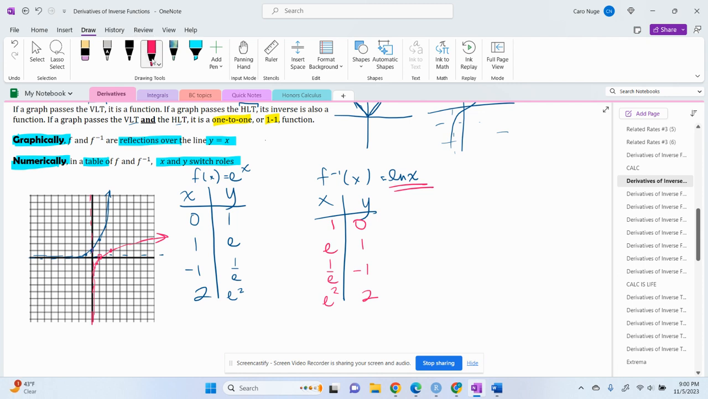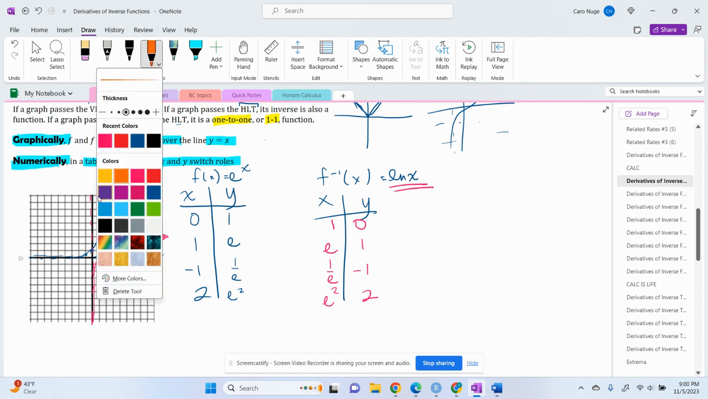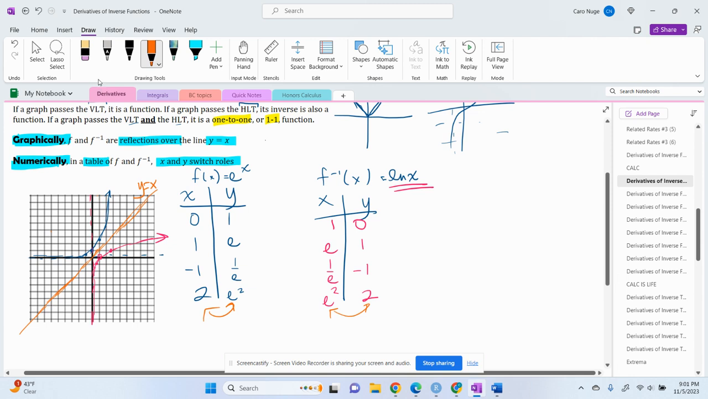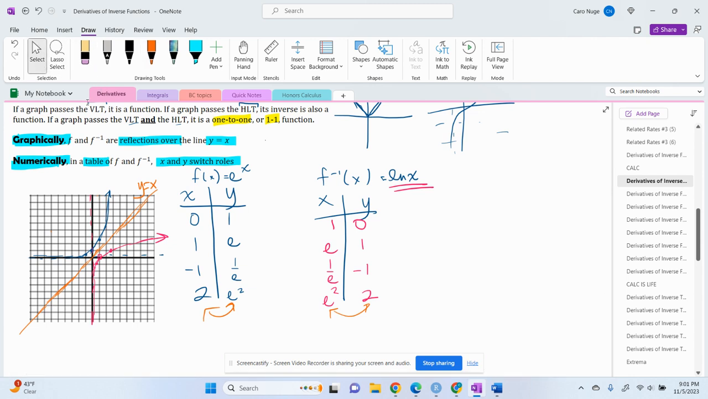All right, and again, every function and its inverse will be reflections over the line y equals x, which is this line with a slope of 1 and a y-intercept of 0. So y equals x. All right, and the x and y values swap places for inverses. So graphically, numerically, what about algebraically? So you probably did this in pre-calculus last year, but let's just do a demo to make sure you're all set.